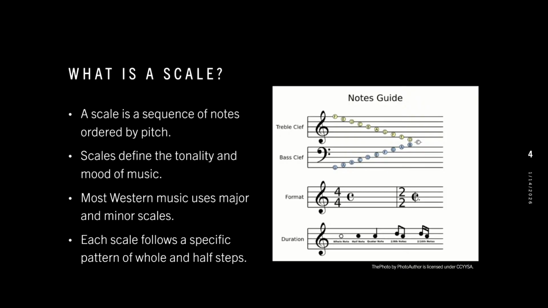A scale is simply a sequence of notes arranged in a particular pattern of whole and half steps. This pattern determines the scale's sound and mood. For instance, a major scale follows one specific pattern, which gives it a bright and happy tone, while the minor scale has a different pattern, giving it a more somber or emotional sound.